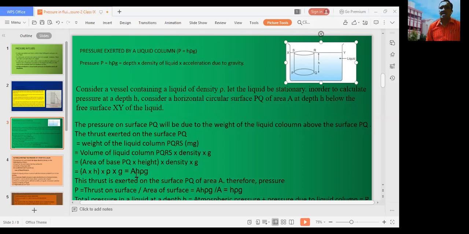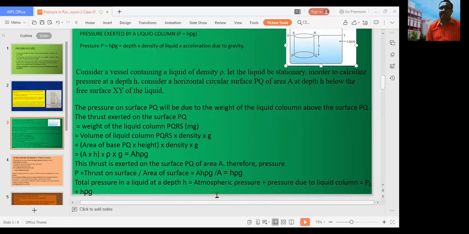Now we want pressure. Pressure is equal to thrust by area, which is AH rho g divided by A. The A gets cancelled, and what remains is h rho g. H rho g is the pressure due to the liquid column. It is not the total pressure in the liquid. So the total pressure in a liquid at a depth h can be written as atmospheric pressure plus the pressure due to the liquid column.